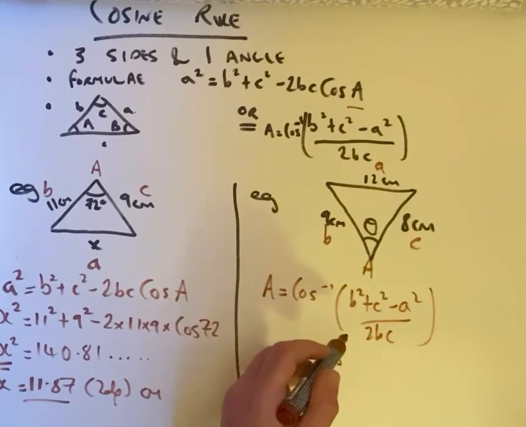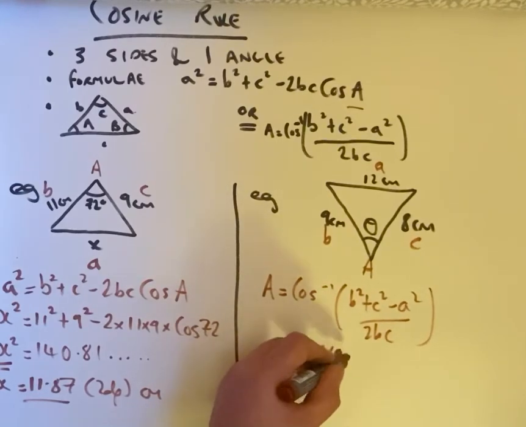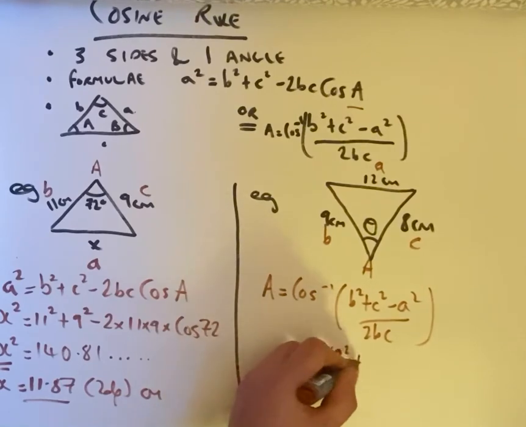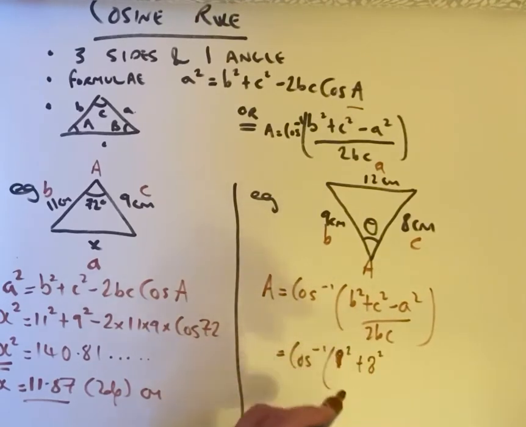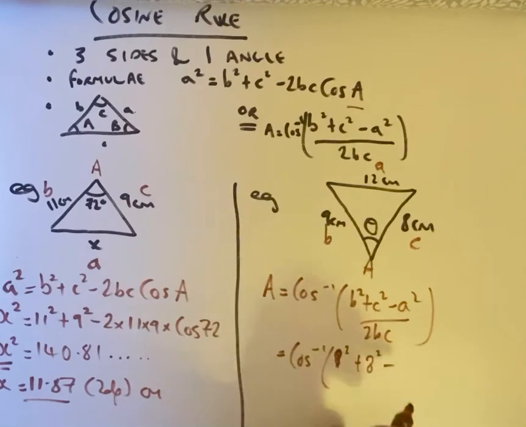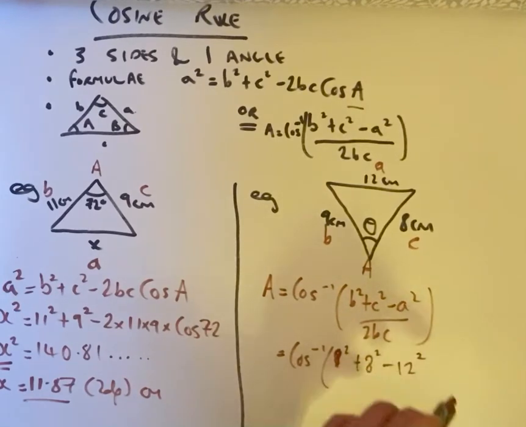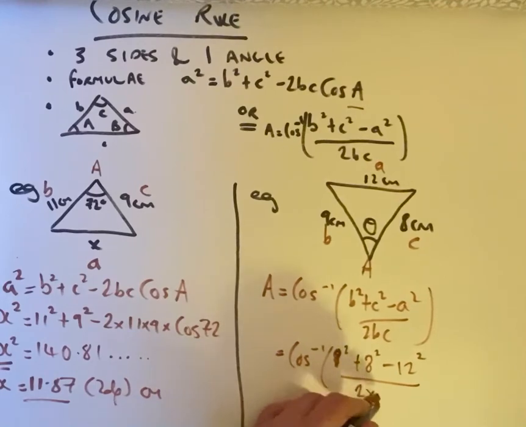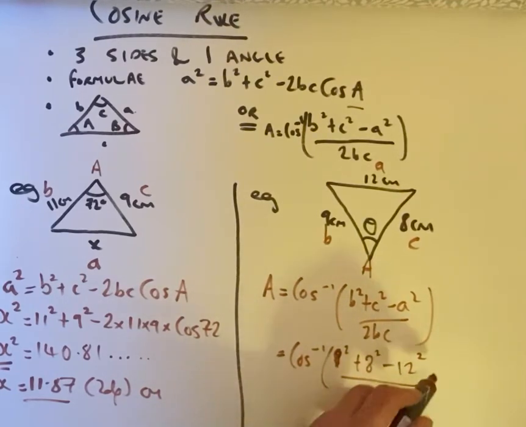So we've got 9 squared, not 8 squared, plus 8 squared. Although that wouldn't have affected our calculation, it still looks better to replace the values directly in the right positions, over 2 times bc, which is times 9 times 8.